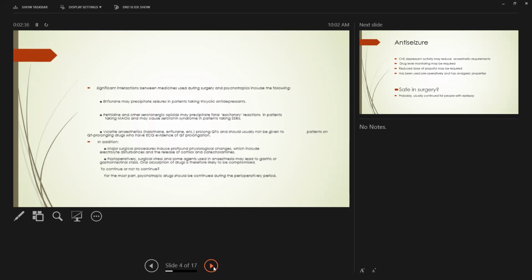In addition, major surgical procedures include profound physiological changes, which include electrolyte disturbance and the release of cortisol and catecholamines. Post-operatively, surgical stress and some agents used in anesthesia may lead to gastric or gastrointestinal stasis. Oral absorption of drugs is therefore likely to be compromised. To continue or not to continue: for the most part, psychotropic drugs should be continued during the pre-operative period.